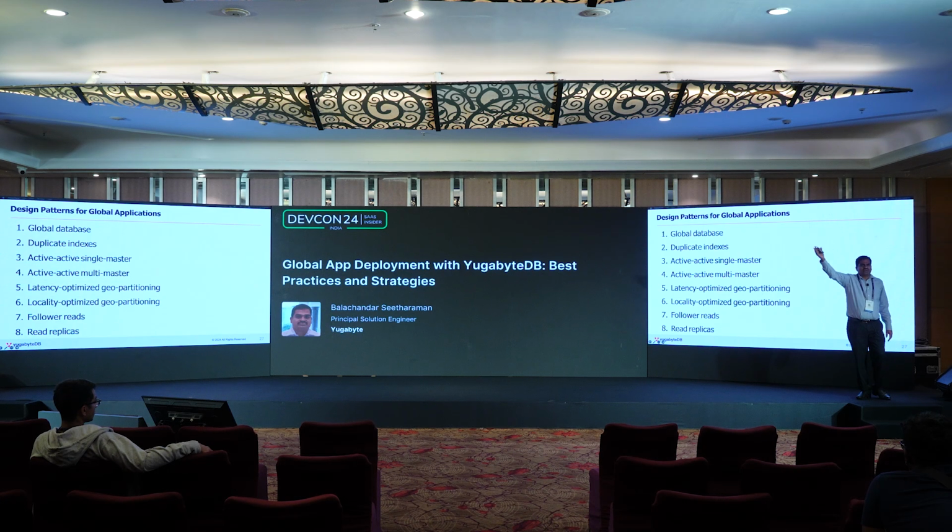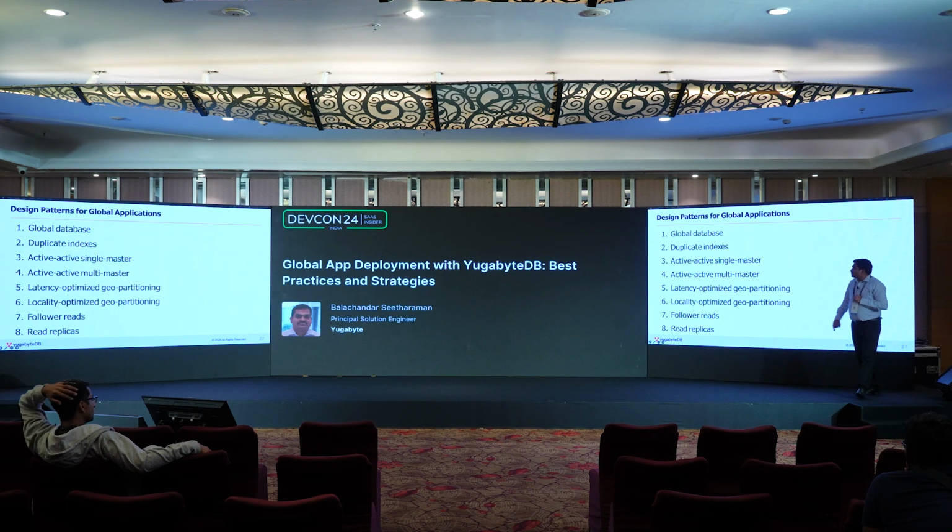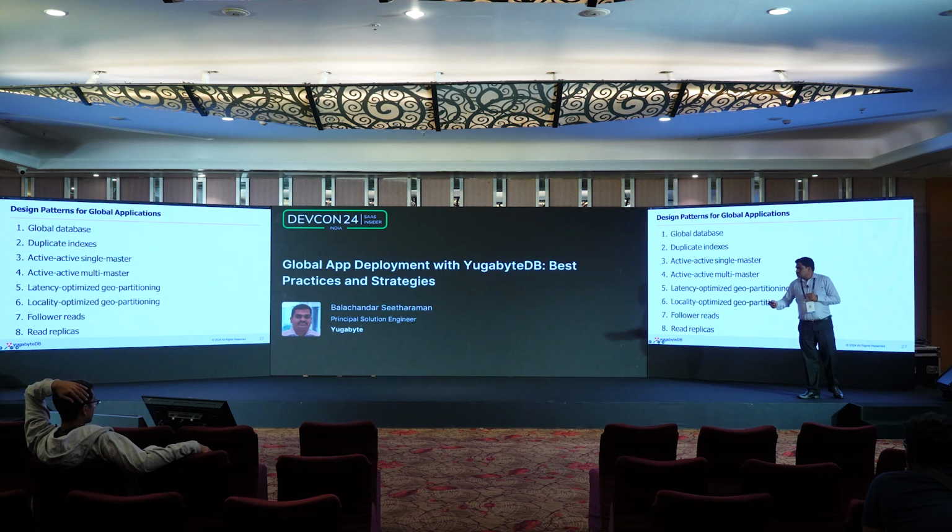Let's say the leader is too far and your application is closer to the follower, so you do a follower read, which you have already seen in my diagram. Read replica is also known to us, where you read from the replica and do not go to the leader, to avoid the penalty. These are all the patterns you always have to think of. So let's go deep dive.